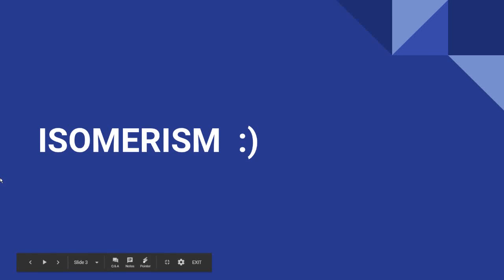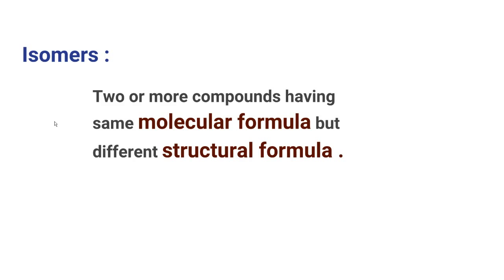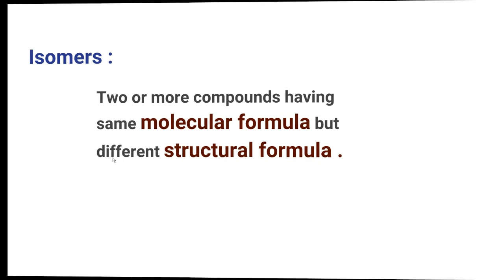Hello students, this video is about a very important phenomenon exhibited by compounds known as isomerism. Now let's see what isomers are. Two or more compounds having the same molecular formula but different structural formula are said to be isomers, and the phenomenon is known as isomerism. The isomers have different physical properties.